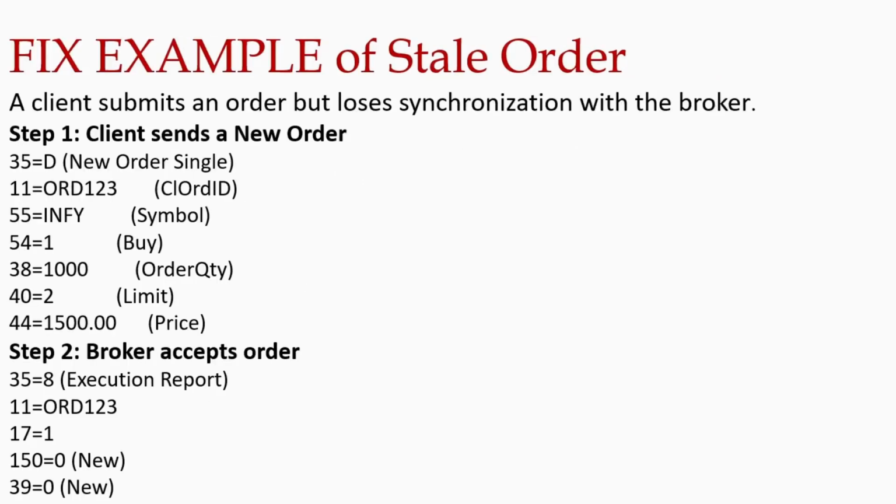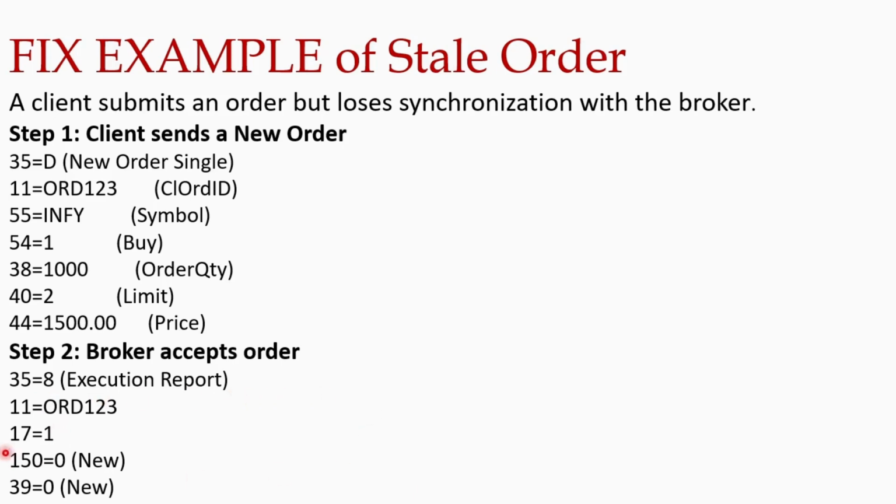Let's see a FIX example of a stale order. A client submits an order but loses synchronization with the broker. So step 1, the client sends a new order, 35=D, New Order Single, with all these details: client order ID, symbol, quantity, limit, and price.